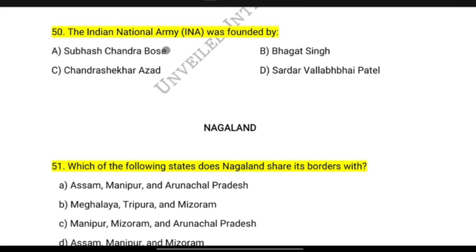Solution. A. Subhash Chandra Bose. Explanation. Subhash Chandra Bose founded the Indian National Army, INA, during World War II with the aim of seeking India's independence from British rule with the support of Axis powers. Now sixth section. Nagaland. 51.